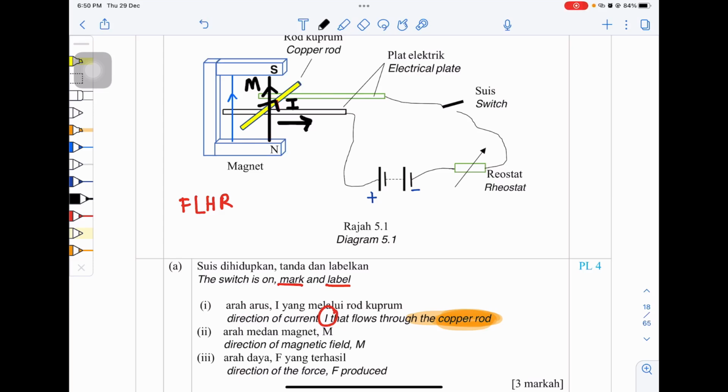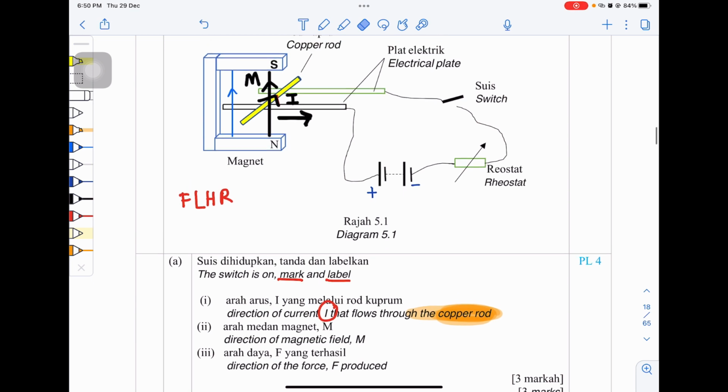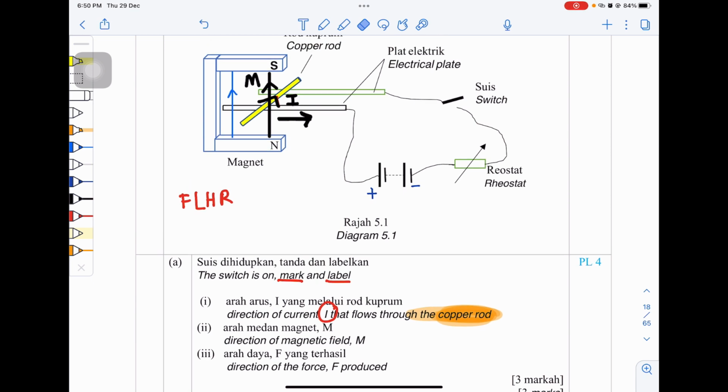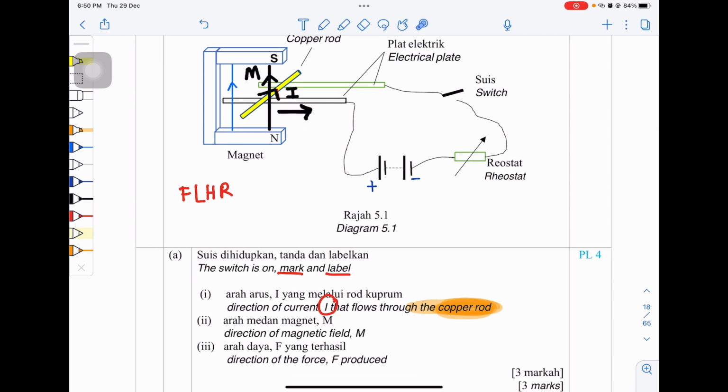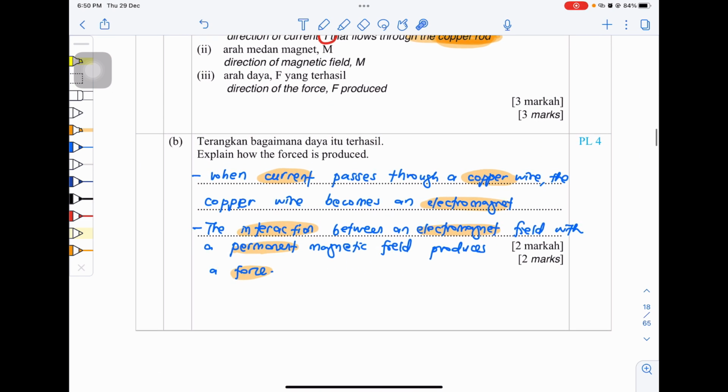Okay. And then this is, okay, so we use Fleming's left hand rule to determine the direction. Yeah, so very easy, but don't forget to label the direction the question asks for. So for this one, the question wants you to label F, so you write F here, in this direction. How do you get this direction? You use Fleming's left hand rule. Okay, next, explain how the force is produced.